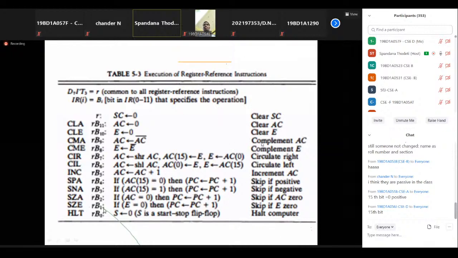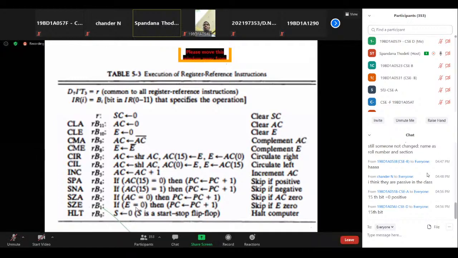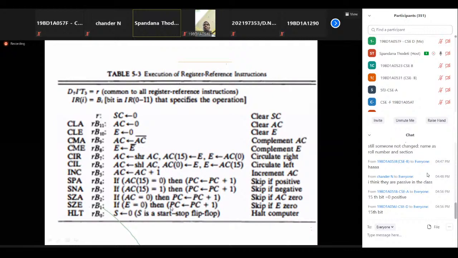Similarly, RB1. If B1 equal to 1, skip the next instruction if E equal to 0. That is, if the extra flip-flop value is 0, skip the next instruction. So E equal to 0, PC equal to PC plus 1. And the last one is, if the 0th bit of IR is 1, then the HLT operation is executed. Halt the computer. So what you have to do is make the S flip-flop 0. The S flip-flop is set whenever you start the computer. So whenever you start your computer, it is made 1. So to halt your computer, make the S flip-flop value 0. Then your computer will halt.